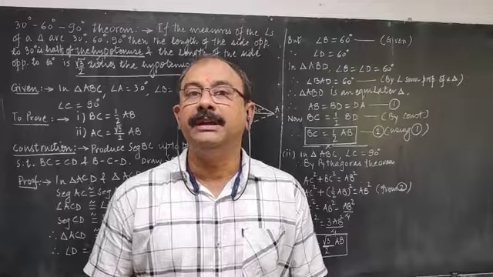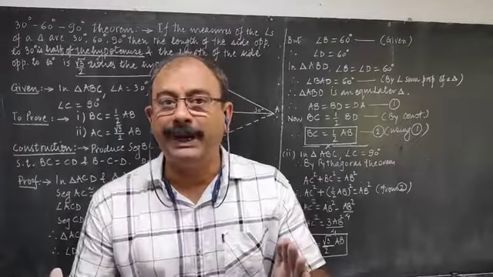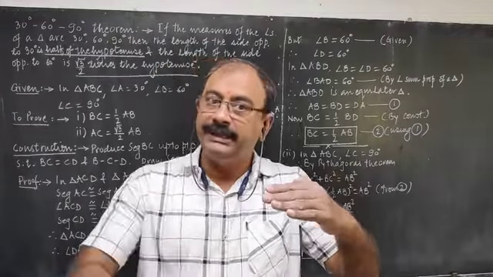Hello children, let us study the 30, 60, 90 theorem. In your syllabus it has been split into two parts. The first part is a theorem and the next part is a corollary. We will study both together, and combined it is called the 30, 60, 90 theorem. Okay, let us study.